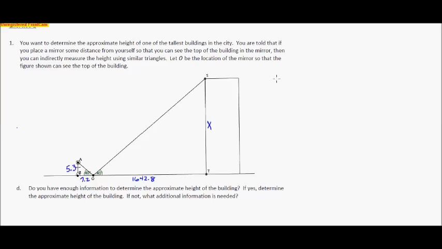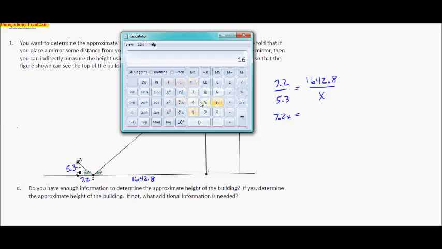Like I did before, I'm going to go small triangle to large triangle: the 7.2 corresponds with the 1642.8. And again, small triangle: the side that's labeled 5.3 corresponds with the height of the building. So I have a proportion. I solve a proportion by cross multiplying. I need my calculator up here. So I take 1642.8 and multiply by 5.3, and that's 8706.84.